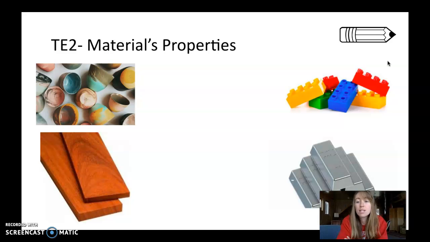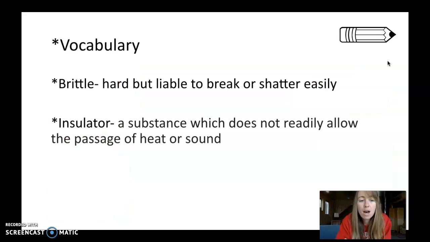Okay, so today is a pretty short one. We're continuing on this material property part, so it's TE2, materials properties. Okay, two vocab words on this and then a chart on the next page.